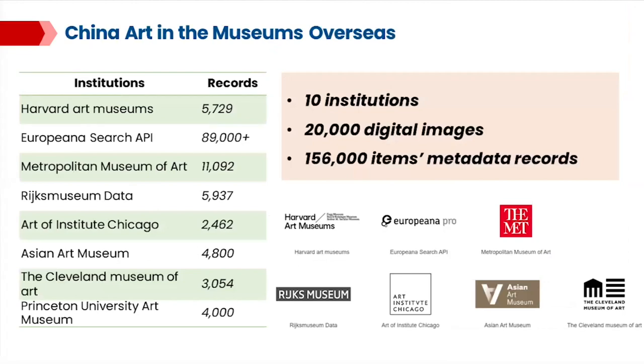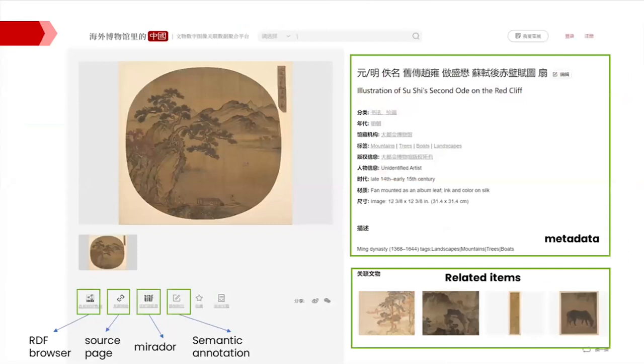Currently, the platform has aggregated about 10 institutions and 20 thousand images from Harvard Art Museum, the European museums, and the Metropolitan Museum of Art. The detailed webpage shows the enriched metadata from the data providers and some related items. Bottom left of the page are hyperlinks for the RDF browser, data source webpage, IIIF viewers, and semantic annotation for this image.